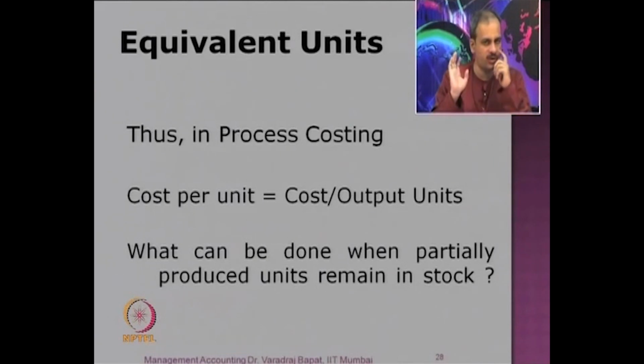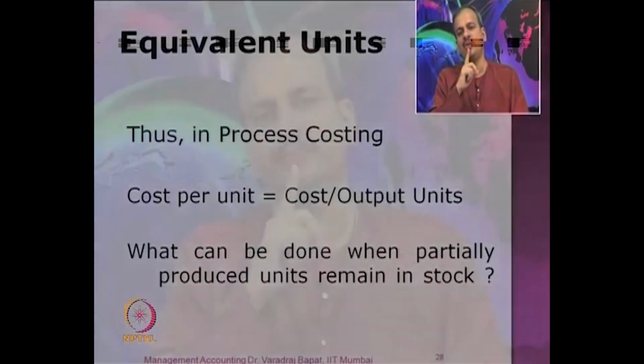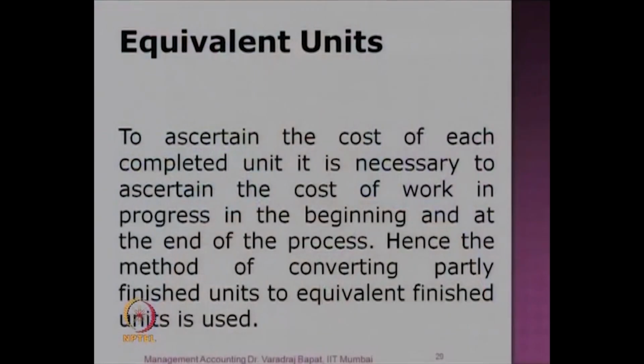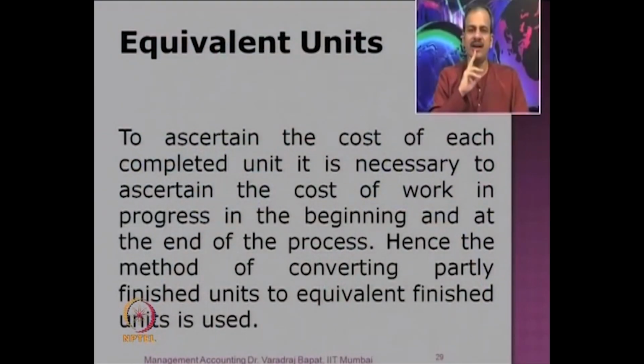So we get cost per unit. It's clear now to you? Now the issue is, if you have partly finished goods, what will you do with it? What happens is, if there are partly incomplete units, then we have to convert them into fully completed units, right? Because I cannot divide with a partial unit.